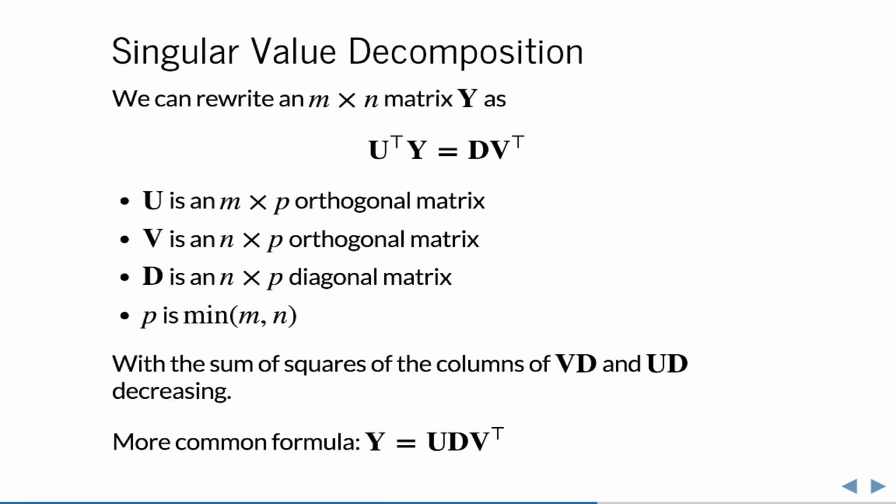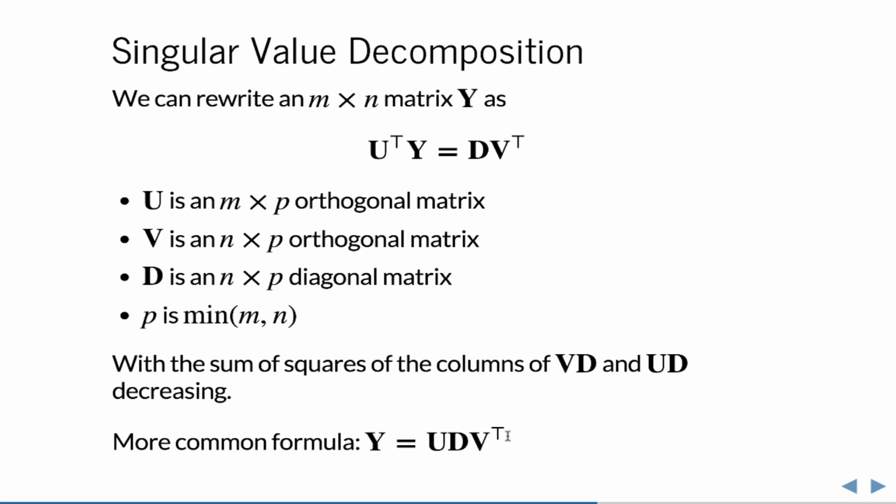We can write any matrix Y with three other matrices, U, V, and D. U and V are orthogonal, and D is diagonal. And they have the property that U transpose Y equals D V transpose. And we're going to see why that's powerful when we apply this to data. And a very important characteristic is that the sum of squares of VD or UD are decreasing. That's going to be a key useful fact that we use, for example, for dimension reduction.